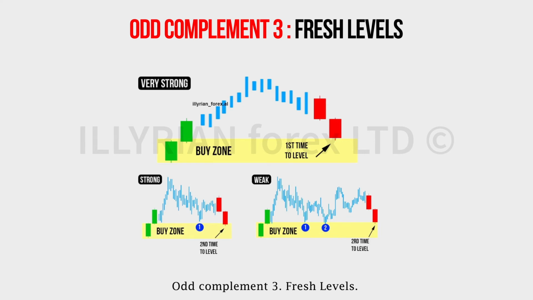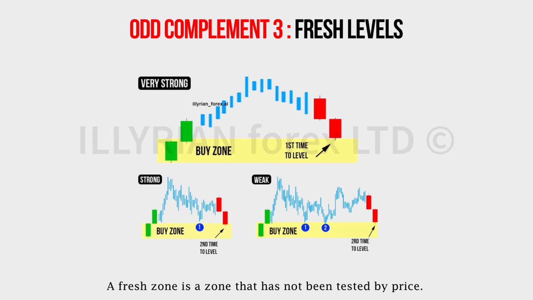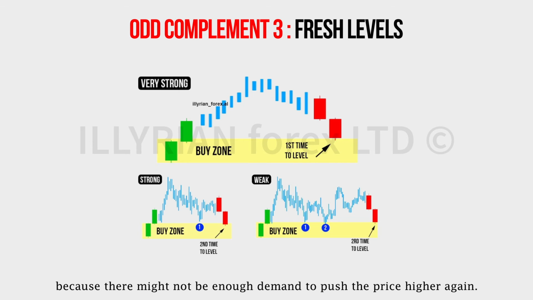Odd complement 3: fresh levels. The third odd complement is to check whether the zone is fresh or not. A fresh zone is a zone that has not been tested by price. As price keeps coming back and testing the zone, the probability that this zone will work decreases. After a second retracement to the zone, it is better not to consider it, because there might not be enough demand to push the price higher again.